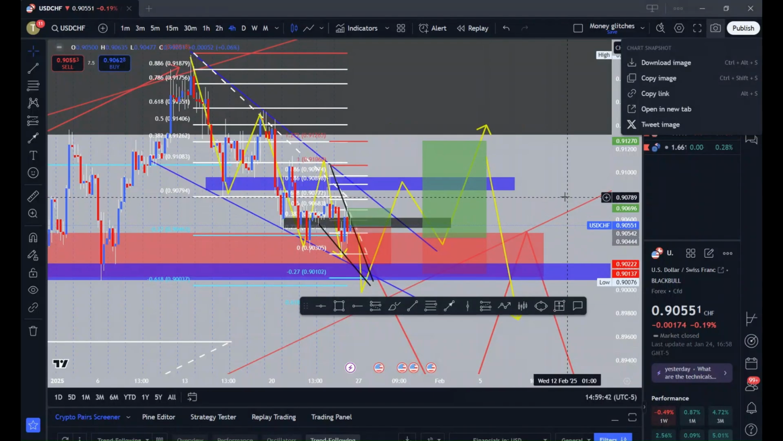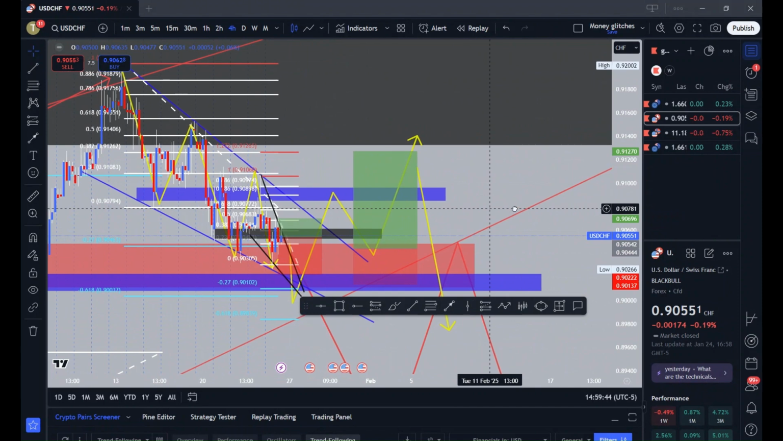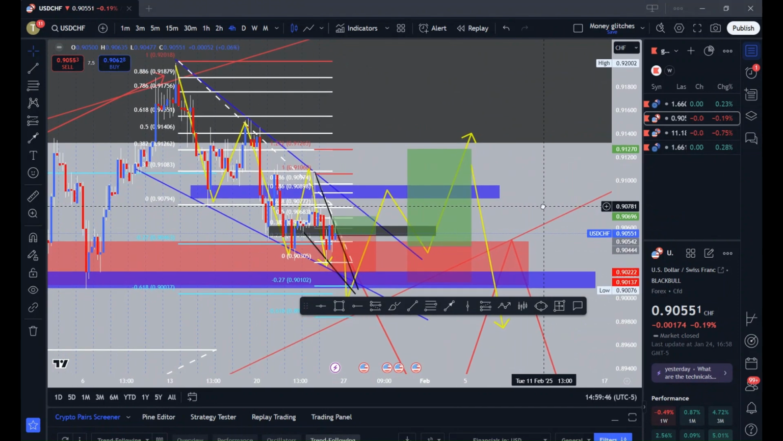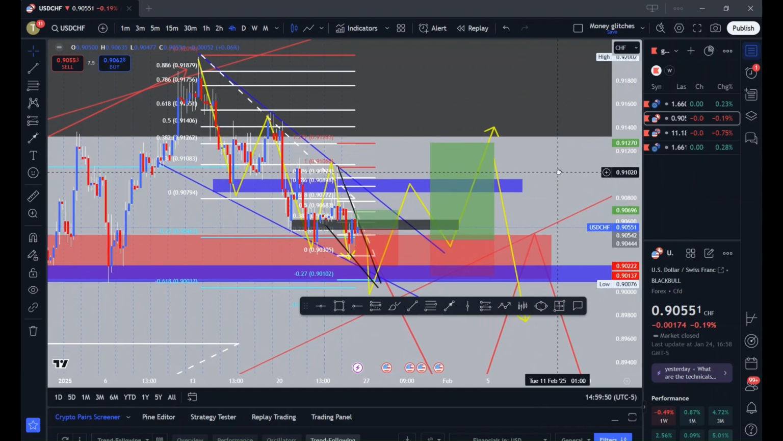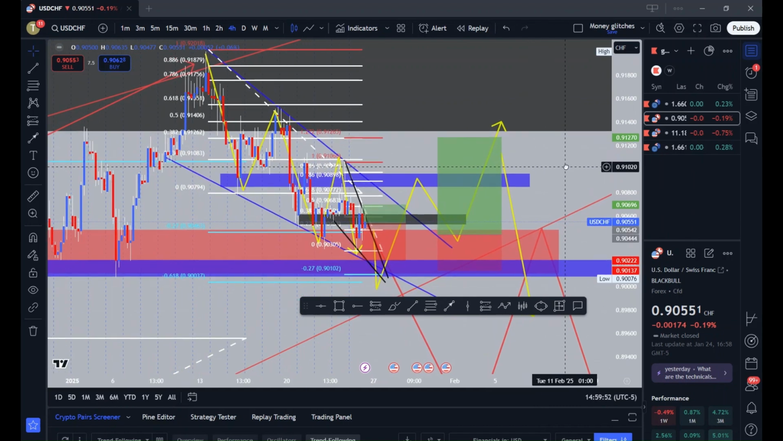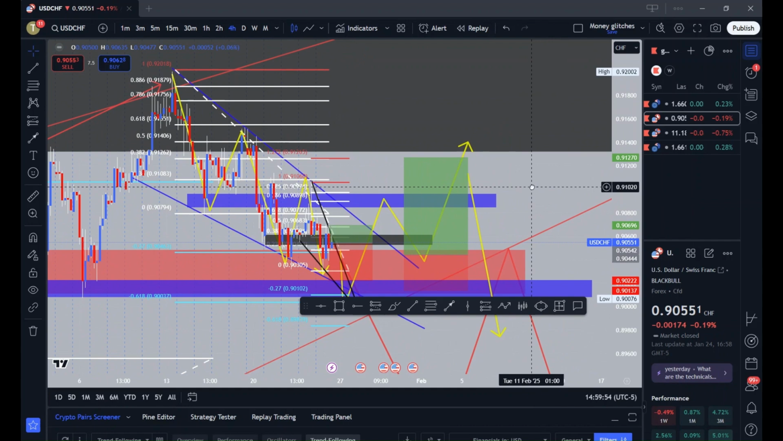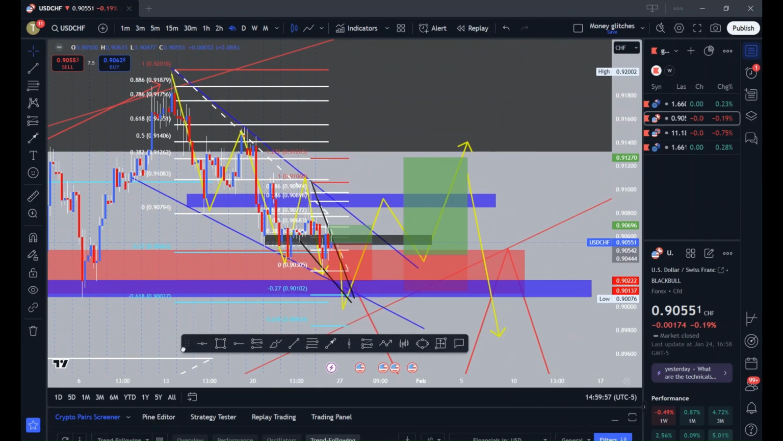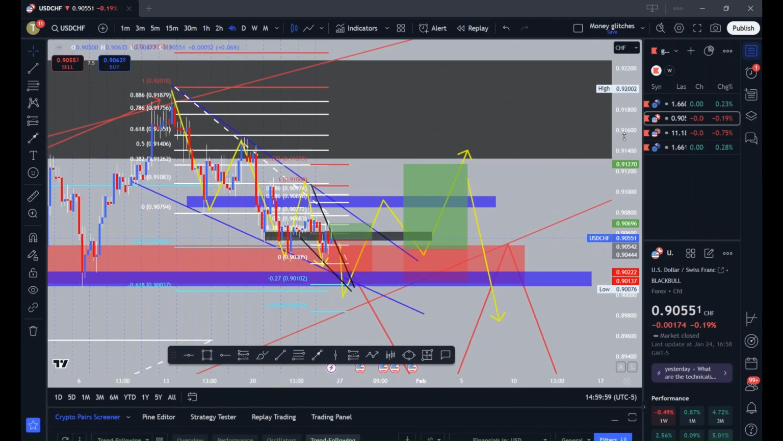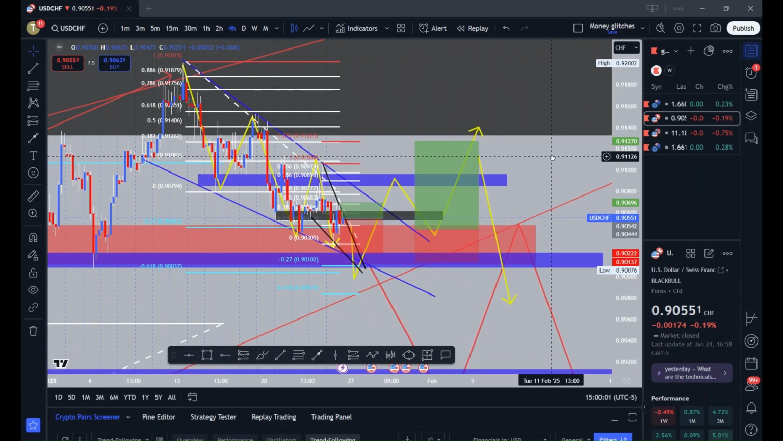How could I soon forget? I have a USD Swiss franc analysis here. I'm looking at the 4 hour time frame. This is a swing slash intraday analysis.